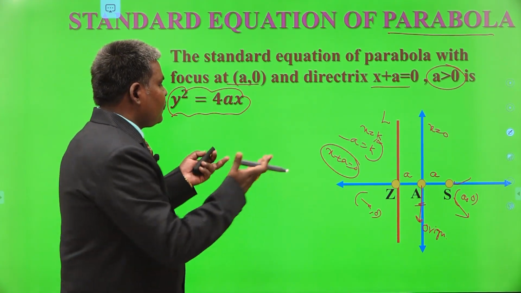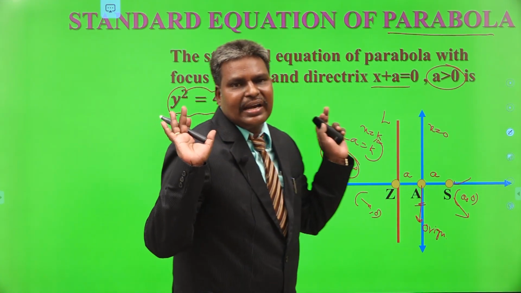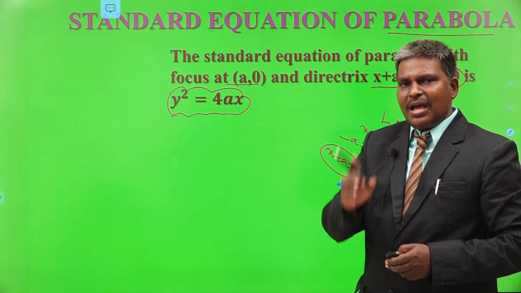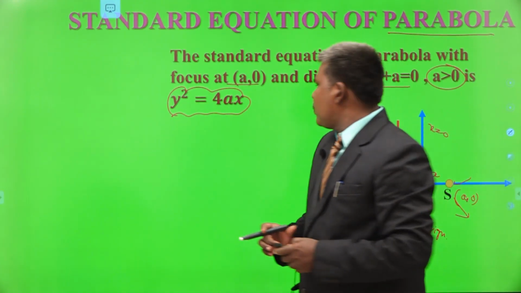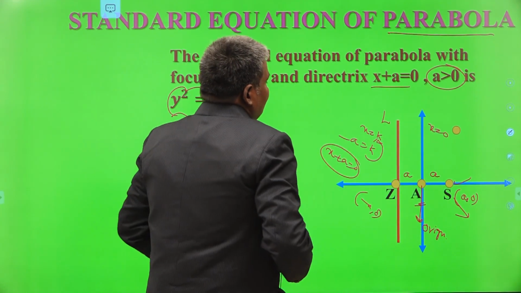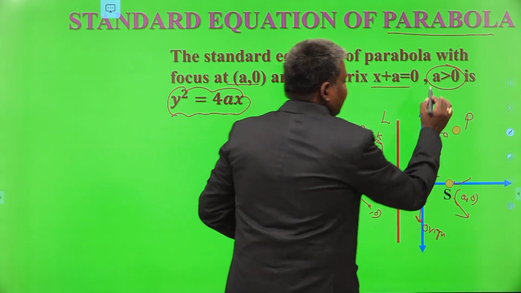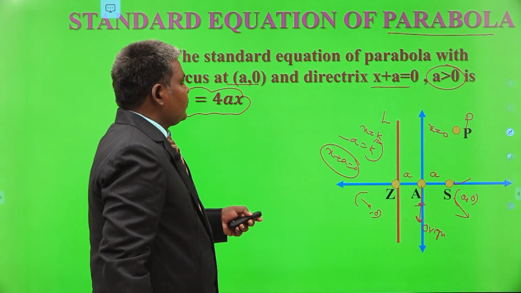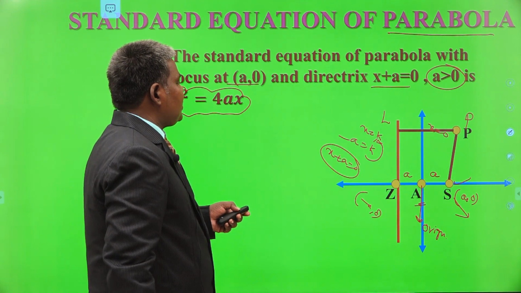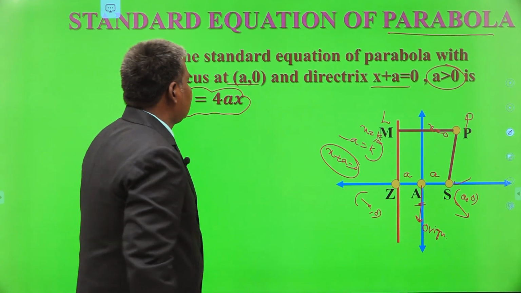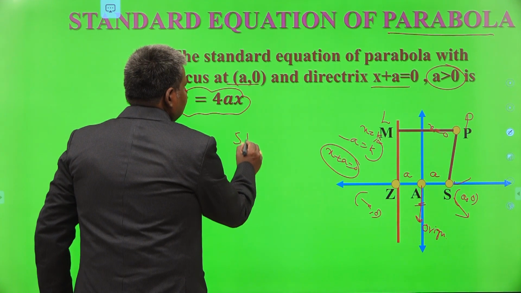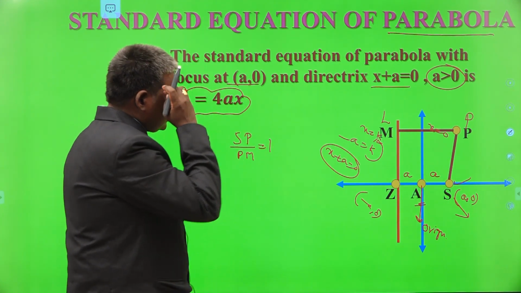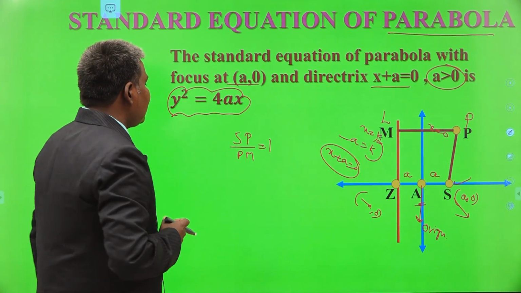Once you know the focus and directrix, immediately you can write the equation of the parabola. How to write this one? What is the eccentricity of the parabola? 1. SP by PM is always 1. Let us take any point on the parabola. This is one of the points on the parabola. What is my definition? The distance SP and the distance PM are always equal. That is, SP by PM is always constant, and that constant is equal to what? 1. SP is equal to PM.